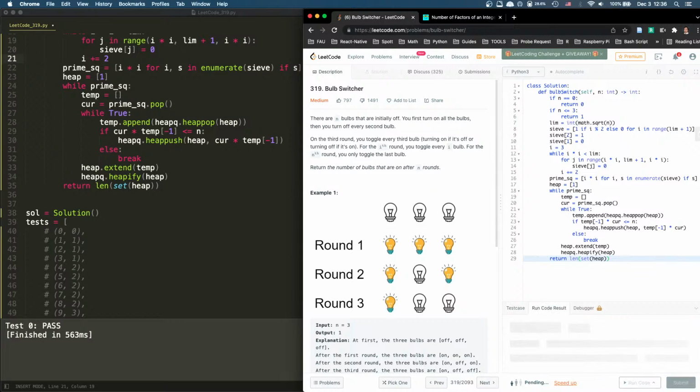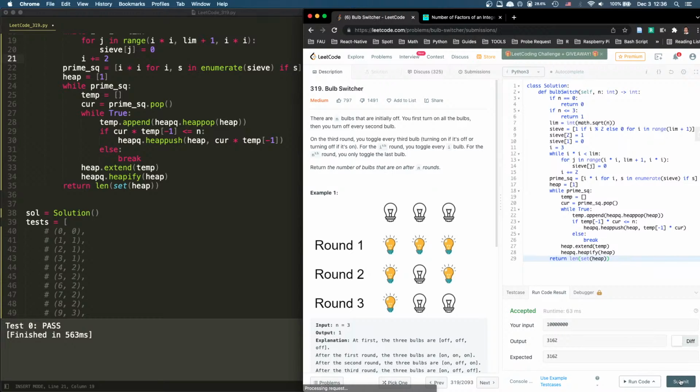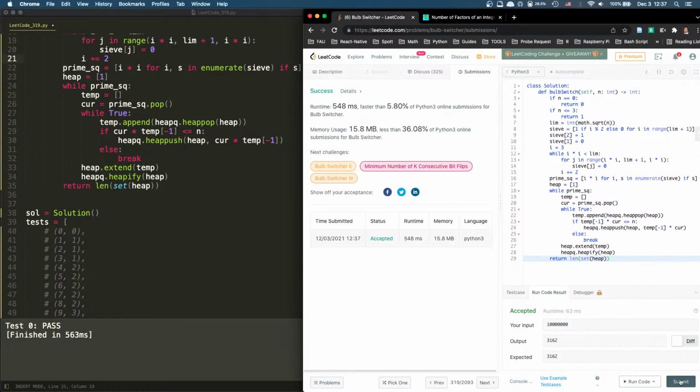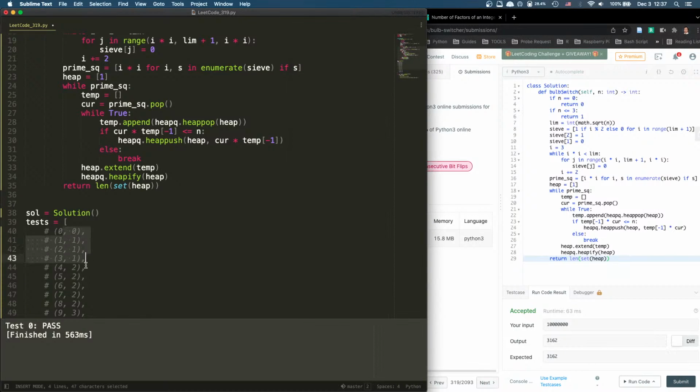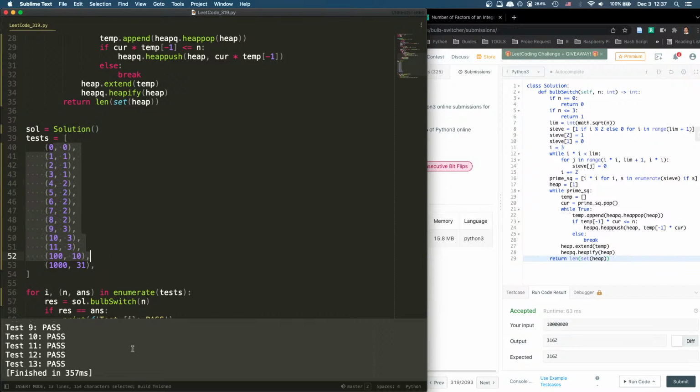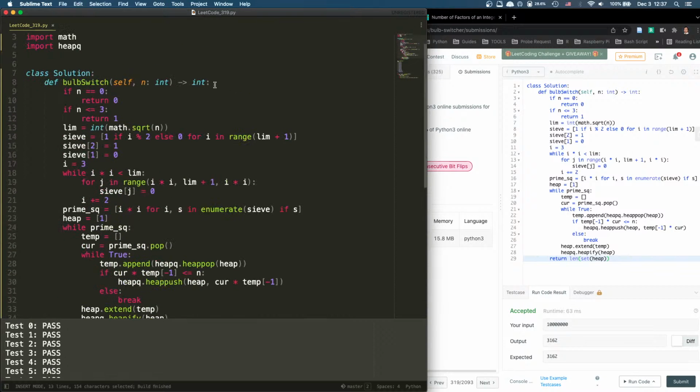Alright, let's see. Yep. Submit. Booyah! We got this. Although the runtime is terrible, we got it. That is the most important part.